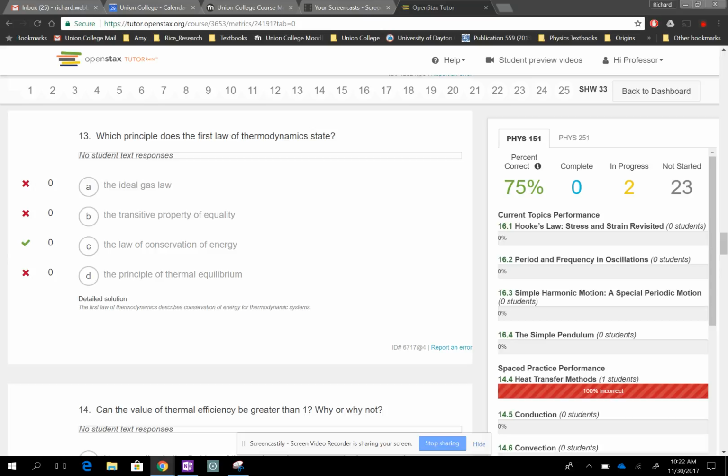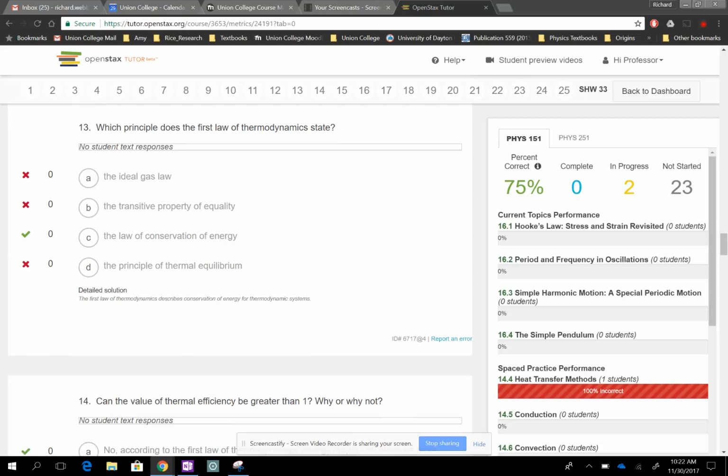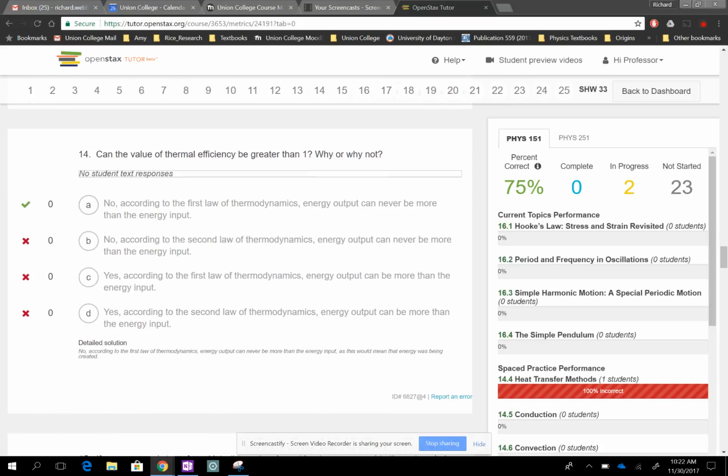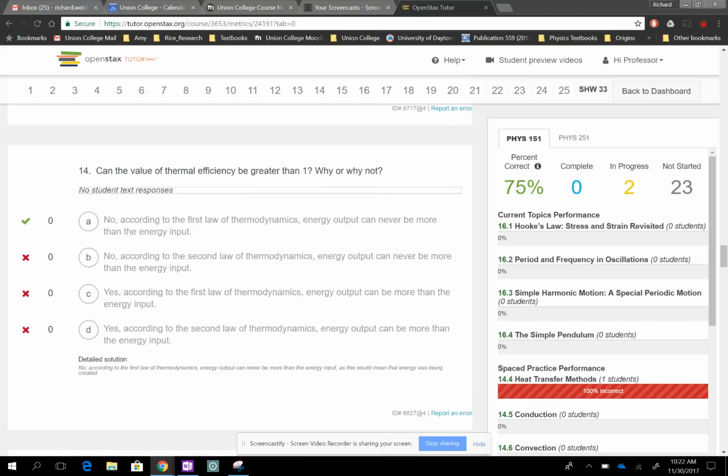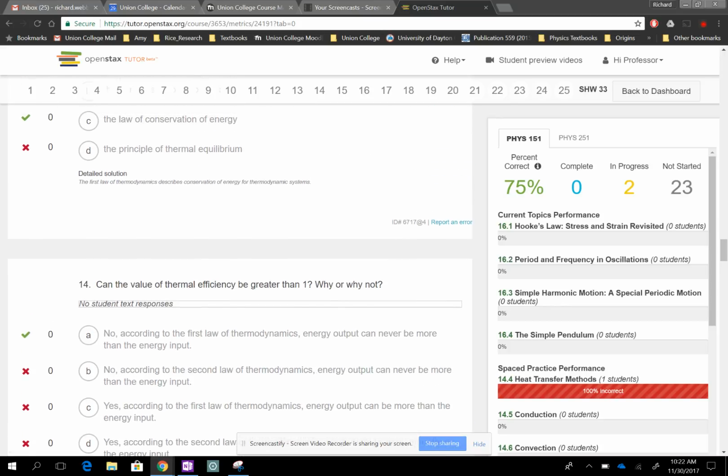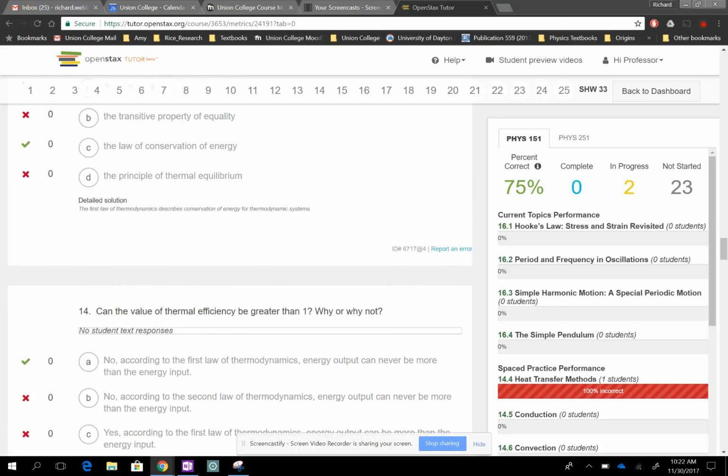So the options they give us are the ideal gas law, the transitive property of equality, the law of conservation of energy, or the principle of thermal equilibrium. It's that one, conservation of energy. What is the conservation of energy, not the thermal equilibrium one? Is that the same thing? No, the thermal equilibrium one. Thermal equilibrium is when two things are in thermal equilibrium, no heat is passing between them, and that, according to the second law, requires them to be the same temperature.